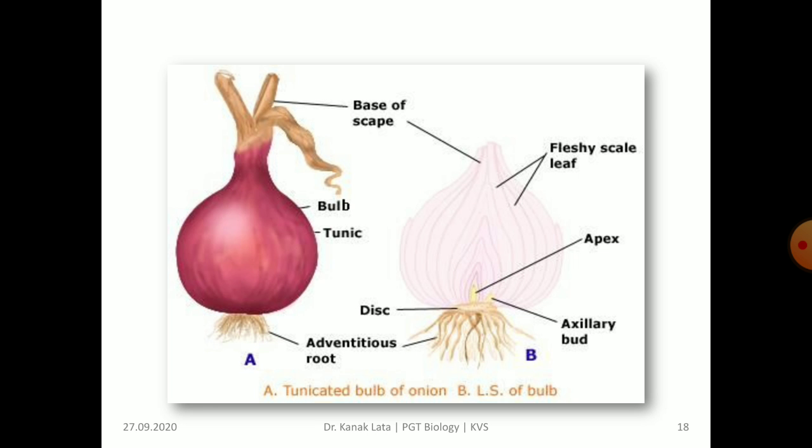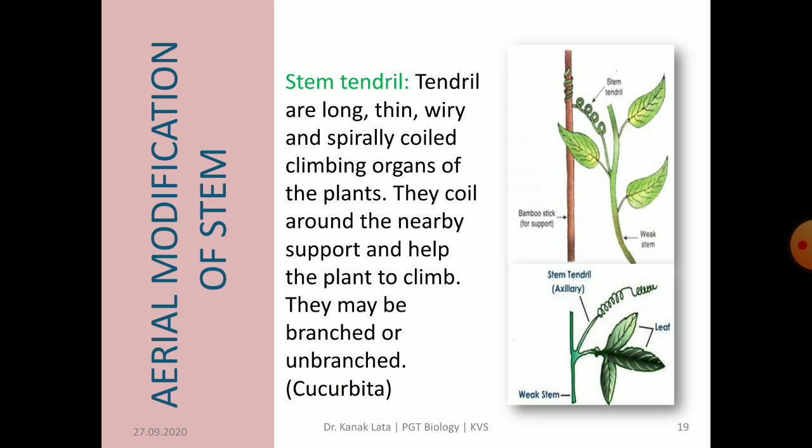Here you can see the bulb of onion and longitudinal section of bulb also. You may observe here fleshy leaf scale. Now it is about aerial modification of a stem. First is a stem tendril.